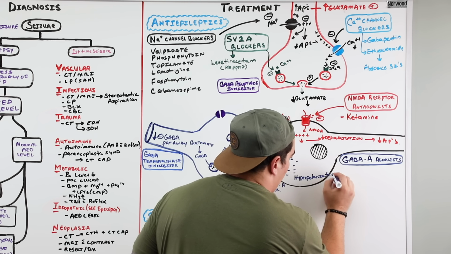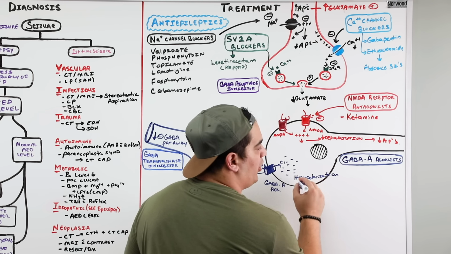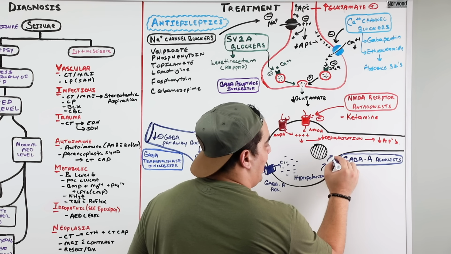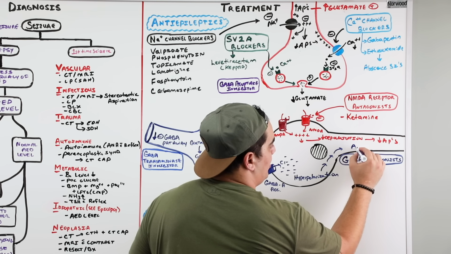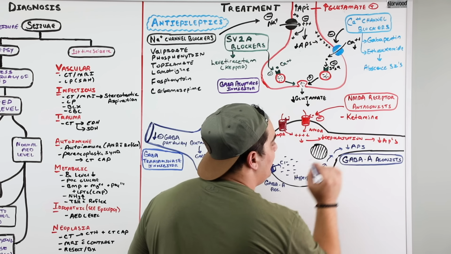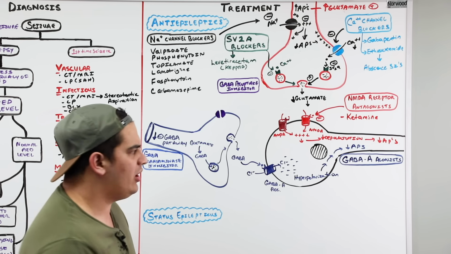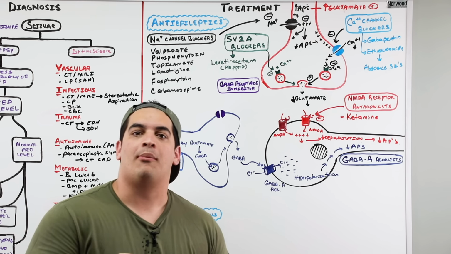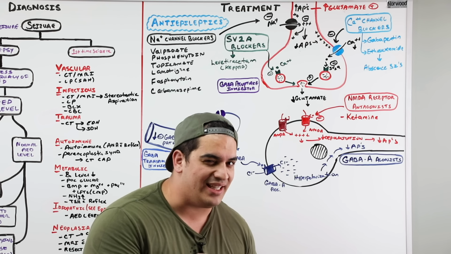Hyperpolarization is where you make the cell extra negative, like we did. The problem with that is that hyperpolarization affects your action potentials and decreases them. But you're like, wait, if I'm decreasing the action potentials, then I'm not having seizures, right? Well, remember, what was the problem with seizures?